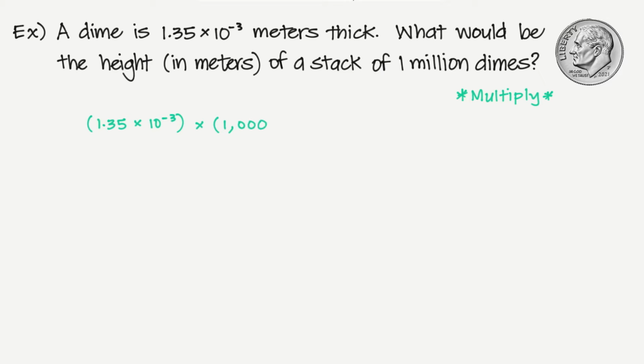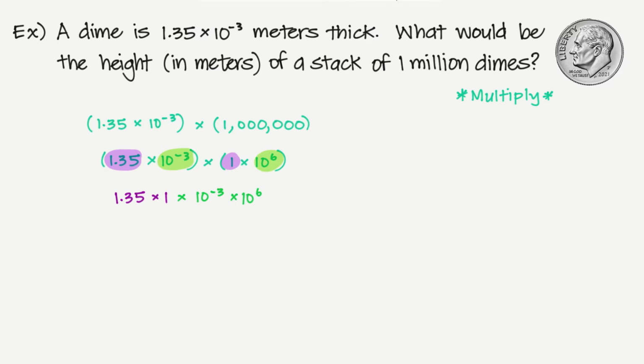So I'm going to write out 1 million all the way. There we go. And I'm going to take that 1.35 times 10 to the negative 3 and multiply it by 1 times 10 to the 6th power, because that is 1 million in scientific notation. Now I can multiply my starting numbers again, and then I can multiply just the powers. So I have 10 to the negative 3 and 10 to the 6th power.